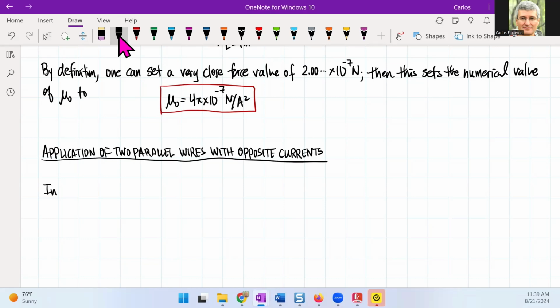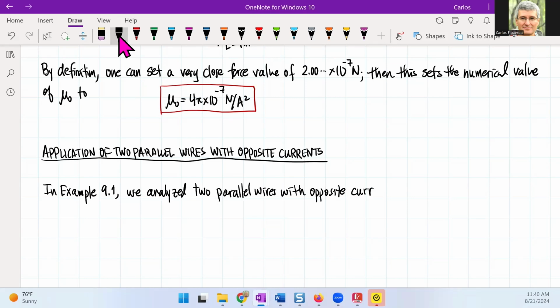In example nine point one, we analyzed two parallel wires with opposite currents. Here is what we learned.